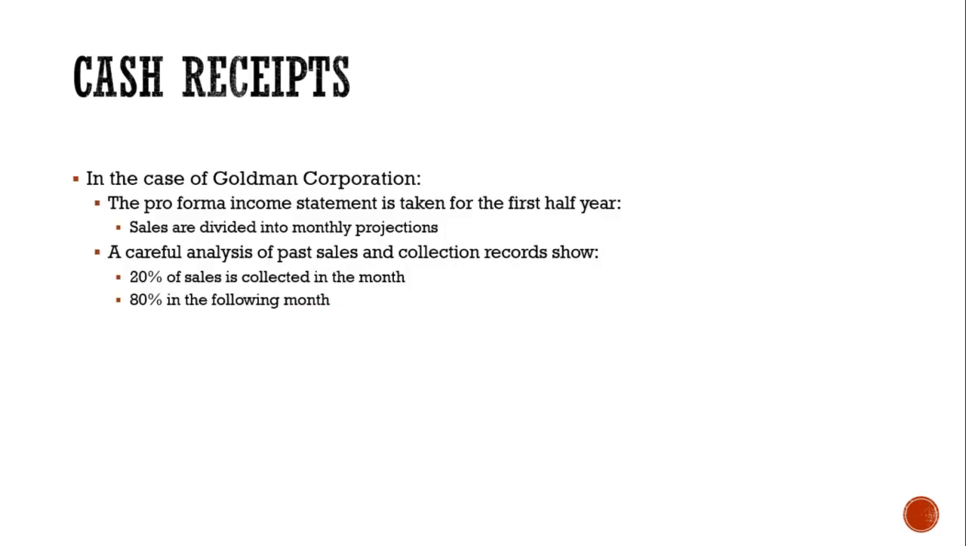Cash receipts. In the case of Goldman Corporation, the pro forma income statement is taken for the first half of the year. Sales are divided into monthly projections. A careful analysis of past sales and collection records shows 20% of sales is collected in the month and then 80% in the following month.